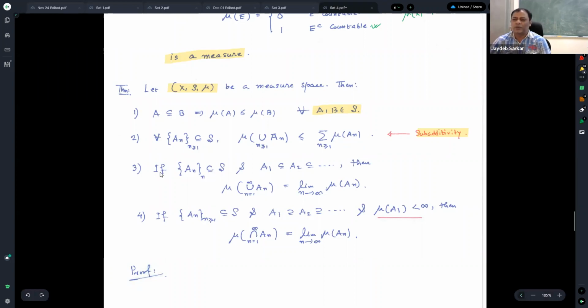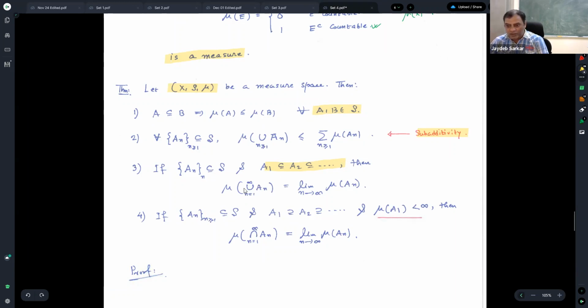Okay. The third property is that if you take a sequence of measurable sets, that means a sequence from S, and if it is increasing, then the measure of the union of An is the limit of mu of An. It's kind of a continuity type property, right? You can think of the union as the limit of An, so the limit goes out. In essence, it's a kind of continuity. However, that is for increasing sets. For decreasing, it is very close.